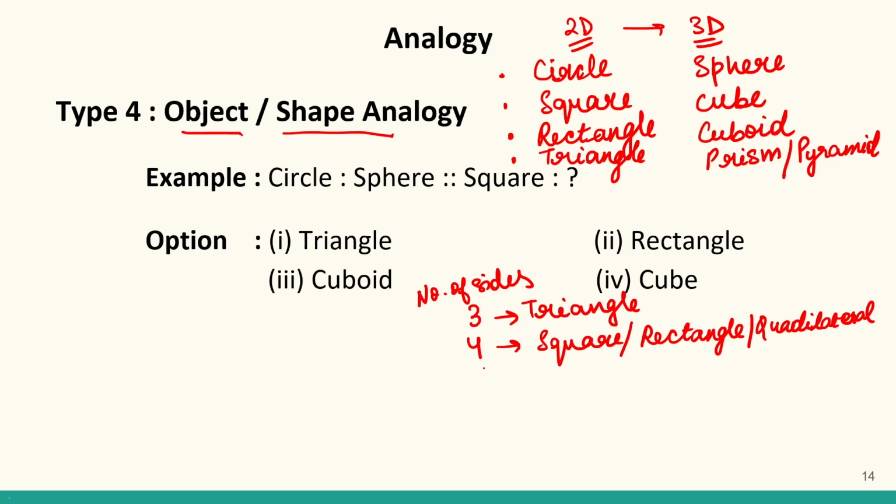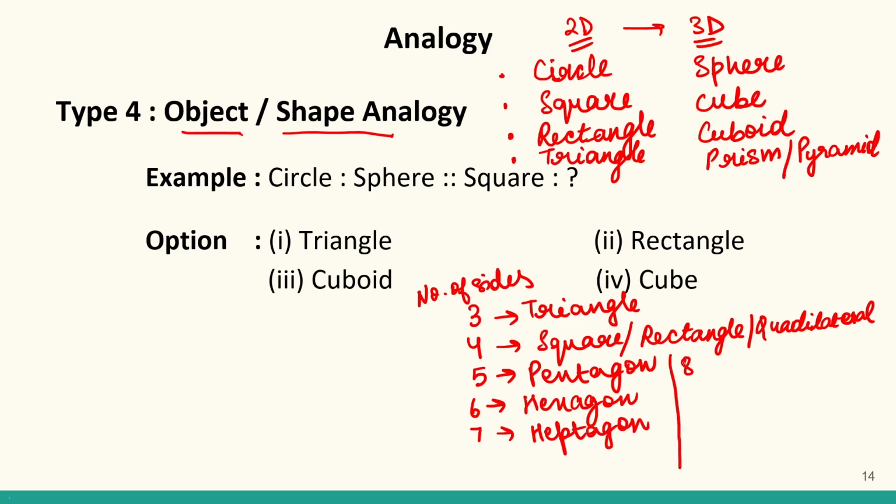A shape which has 5 sides is called a pentagon. A shape which has 6 sides is called a hexagon. A shape which has 7 sides is called a heptagon. Similarly, a shape with 8 sides is called an octagon. A shape with 9 sides is called a nonagon. And a shape with 10 sides is called a decagon. So at least this much information should be clear to you.